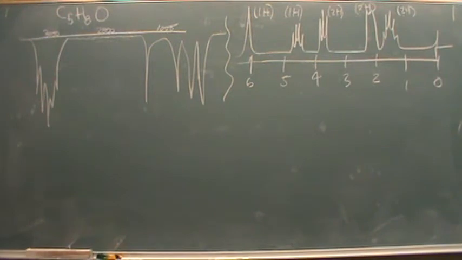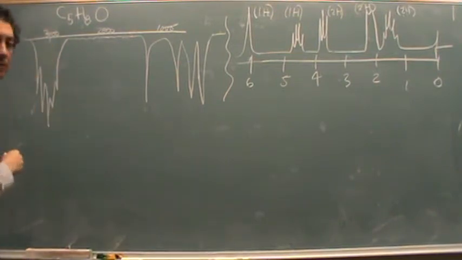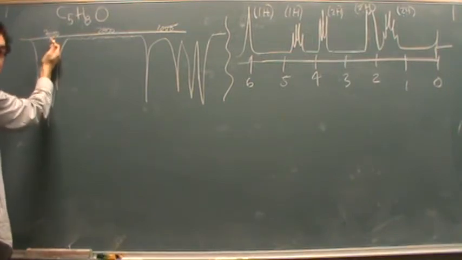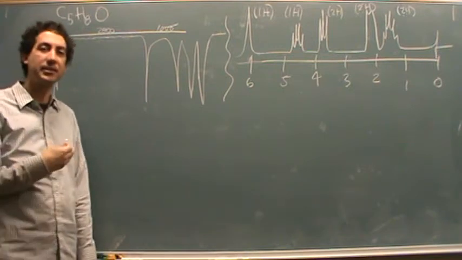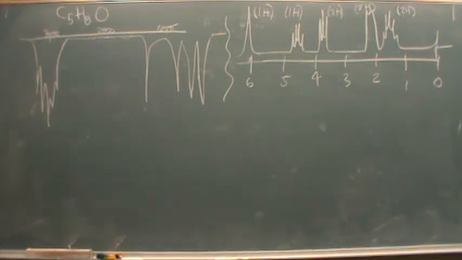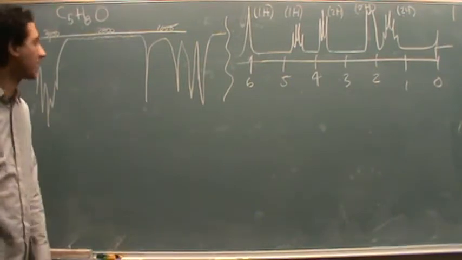Okay? And so, let me tell you what I get out of this. First of all, here, because this splits the 3,000, I know there's alkane tendencies because that has below 3,000. I know there's alkene or alkyne tendencies because that's above 3,000. So I'm expecting there to at least be a double bond here and just normal alkane stuff.